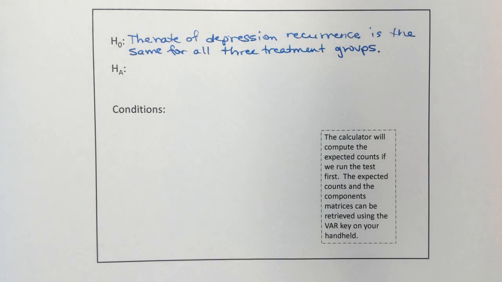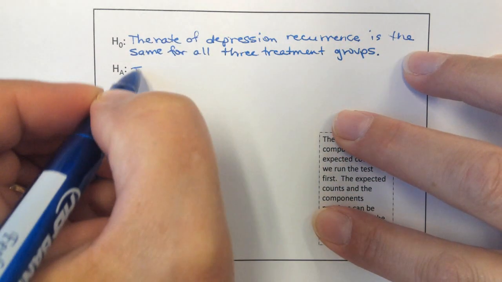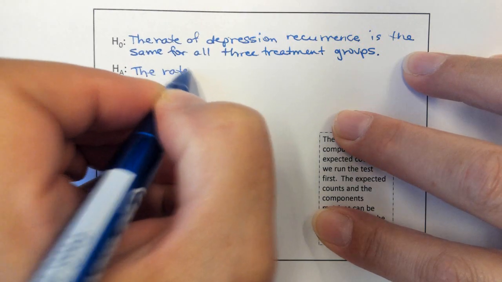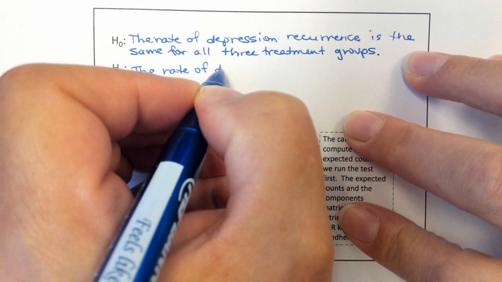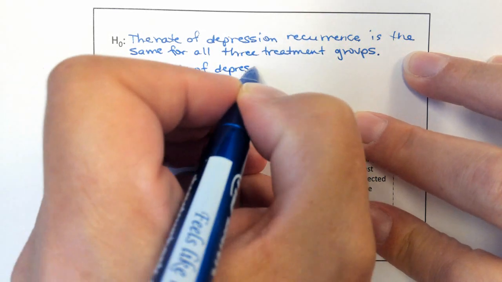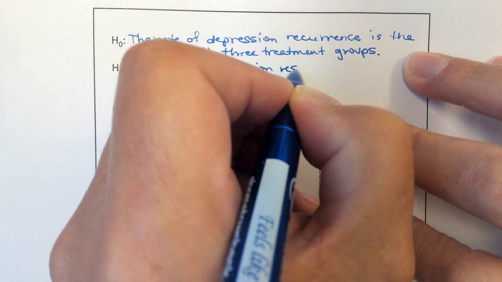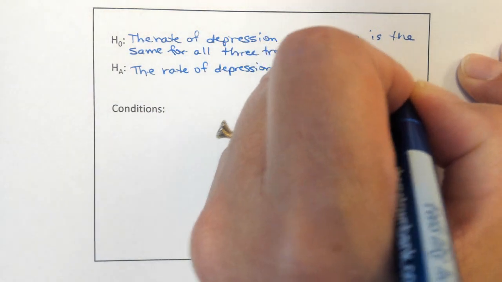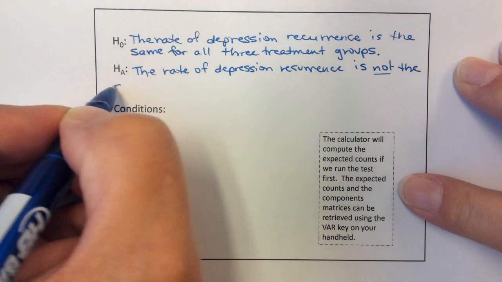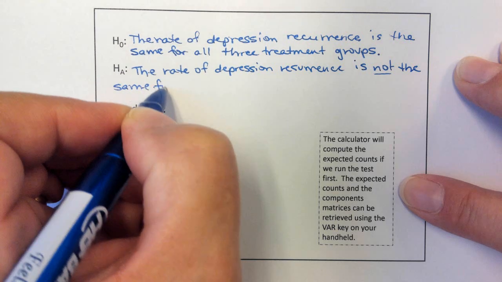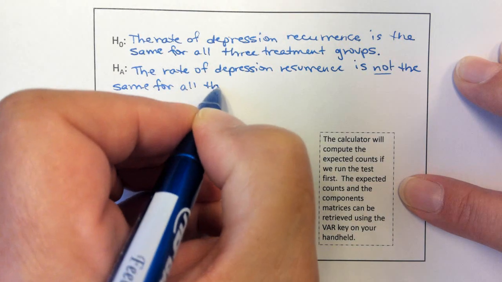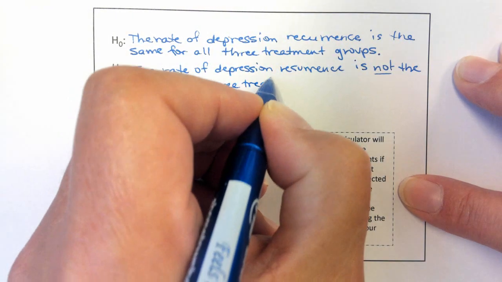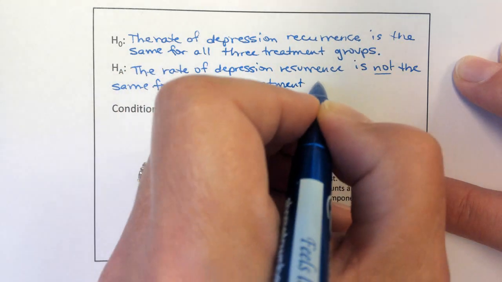And then the alternative, you squeeze in a not and you've got it. So the rate, and you have to write them out, so don't get lazy on this. The rate of depression recurrence is not the same for all 3 treatment groups.